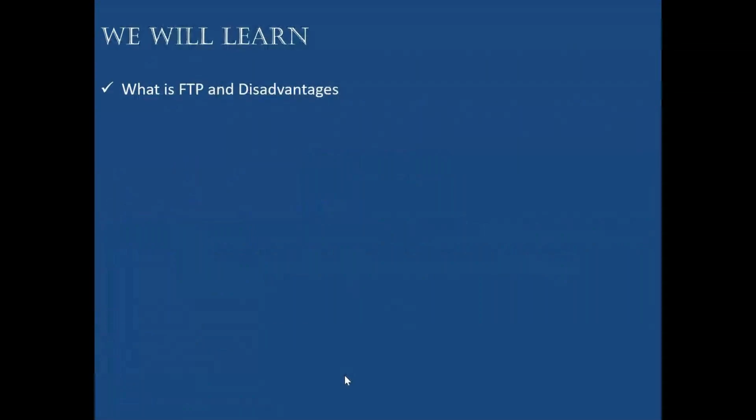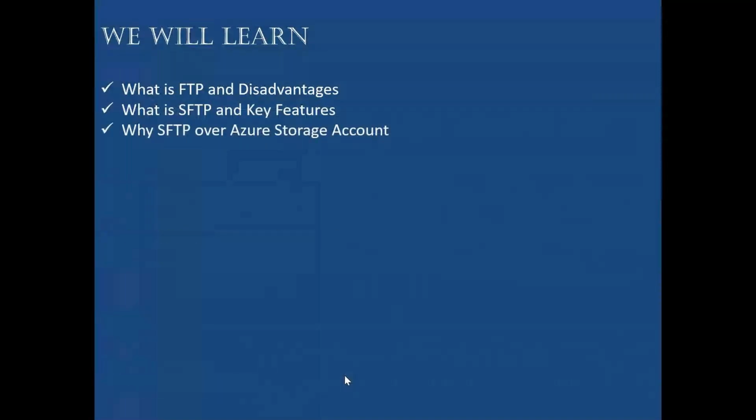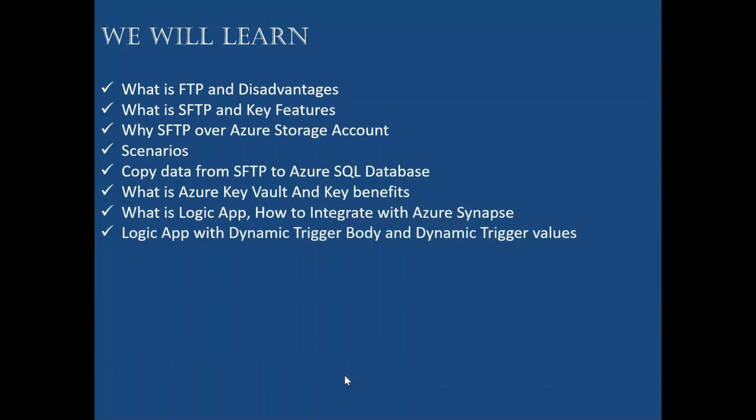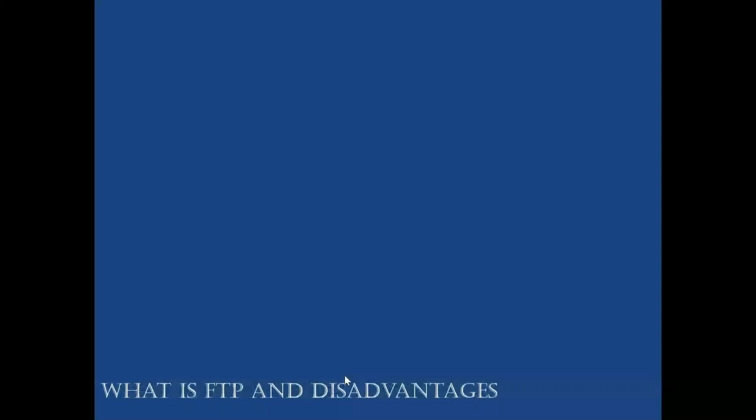understand what is FTP and its disadvantages, what is SFTP and its key features, why we need to use SFTP over Azure storage account, scenarios, copying data from SFTP to Azure SQL database, what is Key Vault and its key benefits, what is Logic App, how to integrate it with Azure Synapse, Logic App with the dynamic trigger body, dynamic trigger values, estimations for Synapse, prerequisites, and required resources. So let's understand FTP.